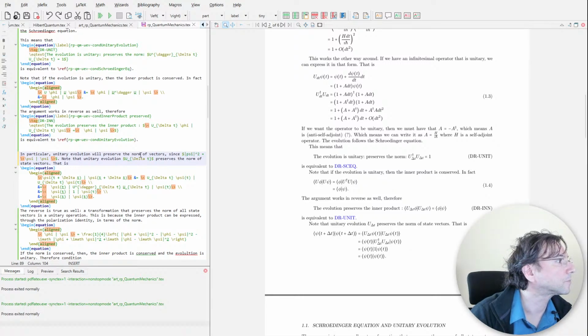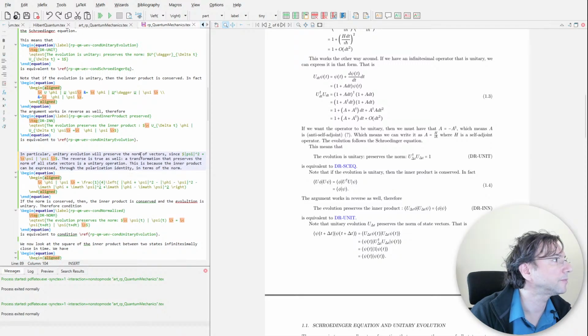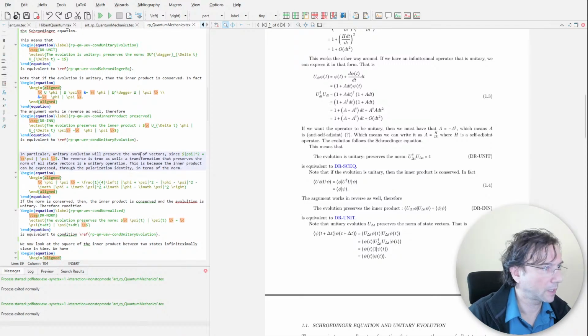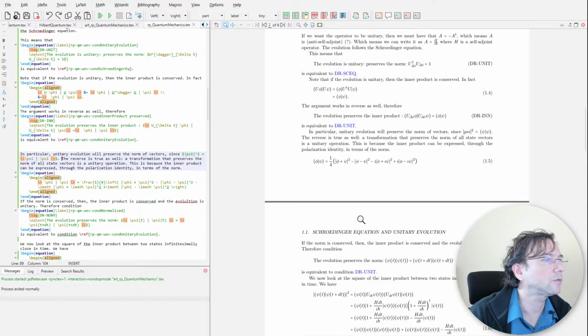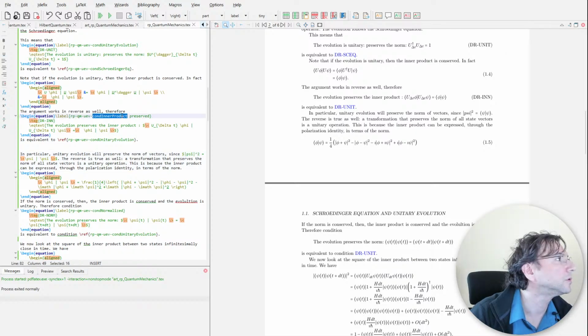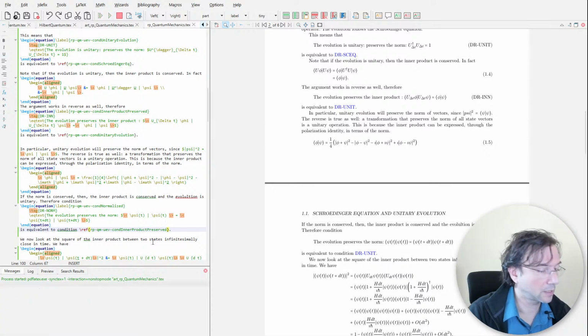And then we don't need this because we proved it more in general before. Okay, particularly the integration will preserve a universe, so this is equivalent to inner product preserved. I need to do it like that. And this.